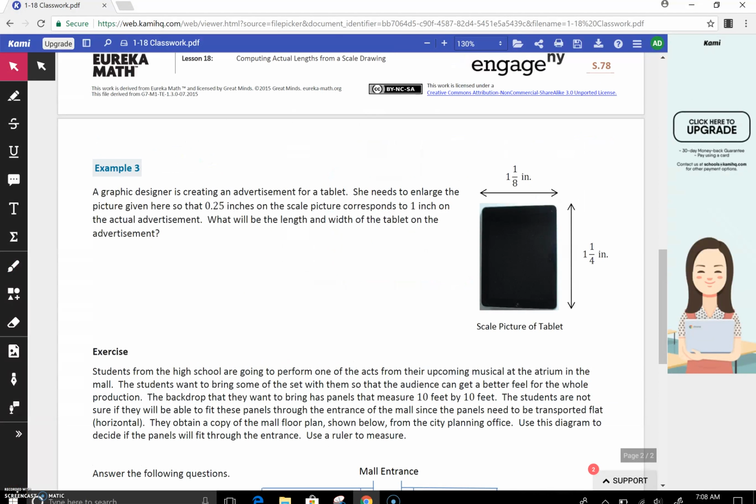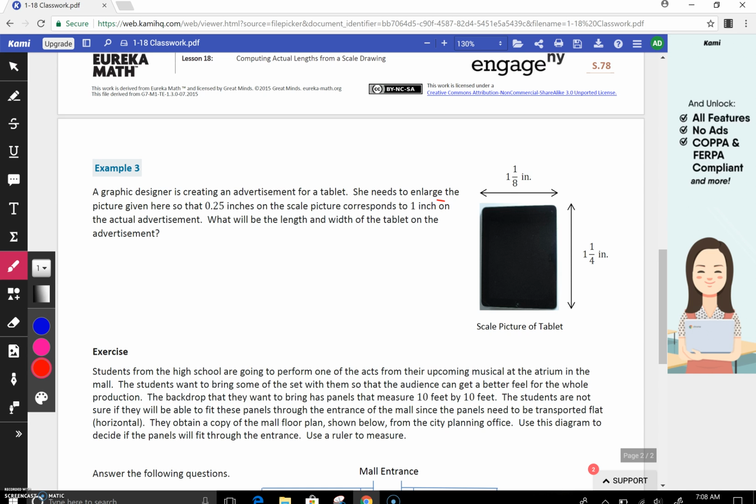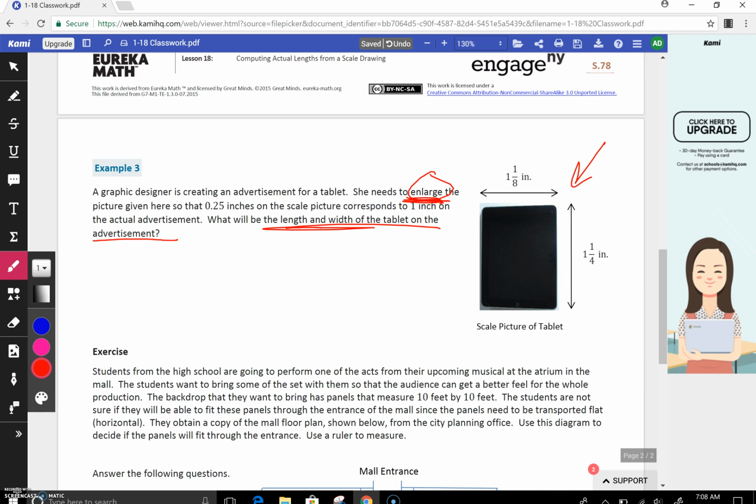Okay, this is going to be the final example, and then you guys will try the exercise below this one. A graphic designer is creating an advertisement for a tablet. She needs to enlarge the picture given, so you're going to enlarge the picture. That's key. Remember from yesterday, this will be an enlargement, so it's going to get bigger. So that 0.25 inches on the scale drawing represents 1 inch on the actual advertisement. So what will the length and the width of the tablet be on the advertisement? So key is we're enlarging it, so it's going to be bigger than this scale drawing.